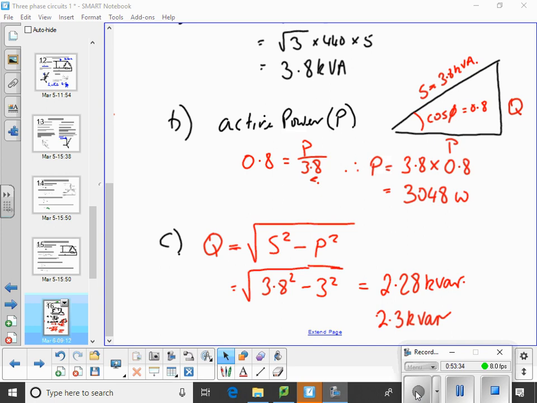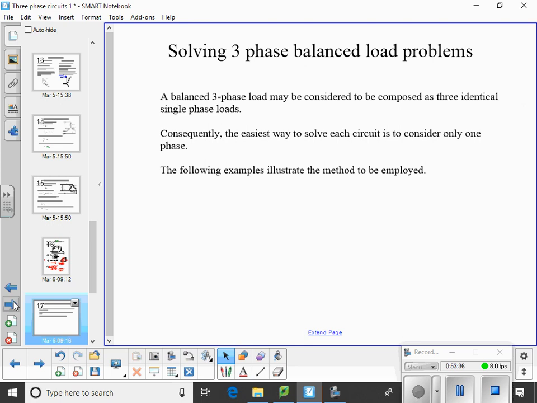All right. So, solving three-phase balanced load problems. Balanced three-phase load may be considered to be composed as three identical single-phase loads. Consequently, the easiest way to solve each circuit is to consider only one phase. Following examples illustrate the method to be employed. So what I'm saying there is, if that's balanced, you calculate for one, and because it's balanced, they're all going to be the same.